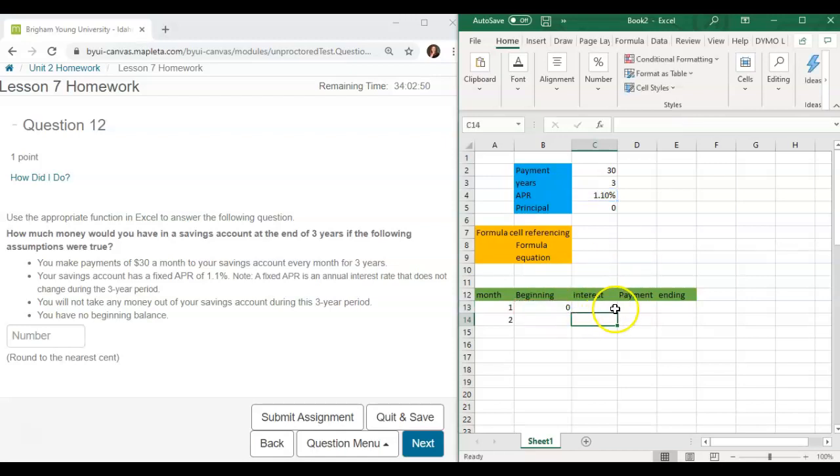And that's how we find our interest. Right now, because that beginning balance is 0, the interest is 0, but as we click and drag this down, it will continue to calculate as we add money into the account.